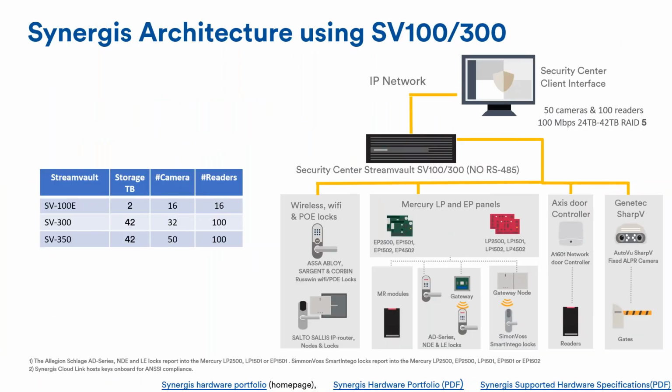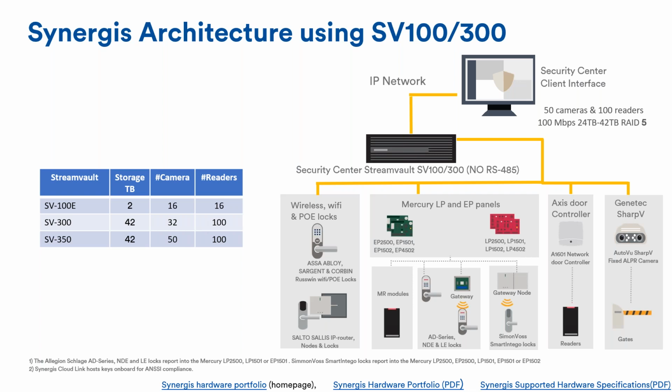Now, I'd like to briefly touch on the StreamVault series, which will go into more detail later on. We do have StreamVault models like the SV100 and the SV300 series that do not require the use of a Cloud Link device. In that kind of scenario, you can only support a limited number of readers, as can be seen on the table. For example, the StreamVault 100 series can support a maximum of 16 access control readers, whereas the StreamVault 300 series can support a maximum of 100 access control readers.